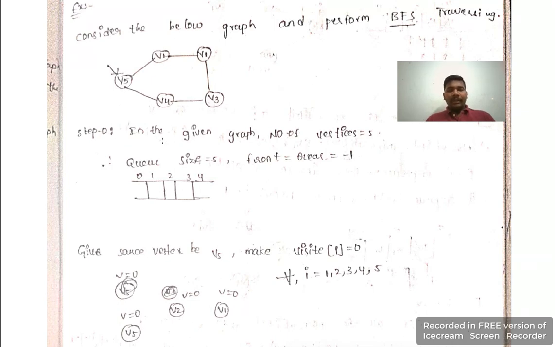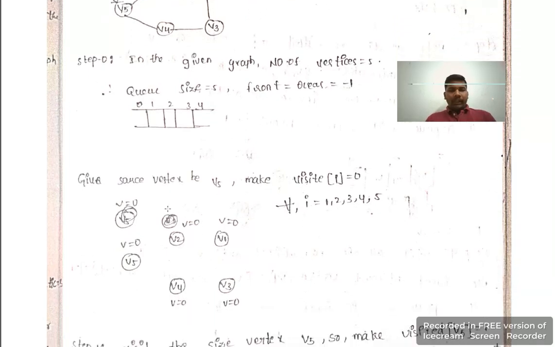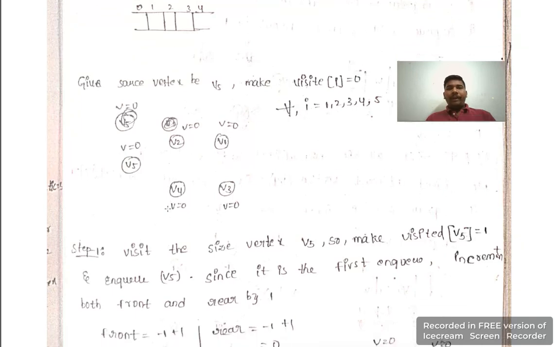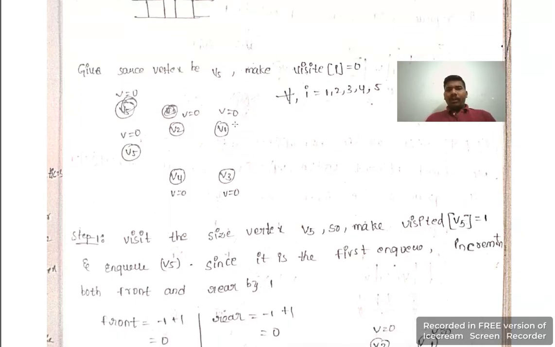Initial step 0. In the given graph, the number of vertices is 5. Q size is 5. Front equal to rear equal to -1 initially. So the Q size is 5, positions 0, 1, 2, 3, 4. Given the source vertex V5, make visited of I equal to 0. Initially all the non-visited adjacent vertices of V5 are zeros.